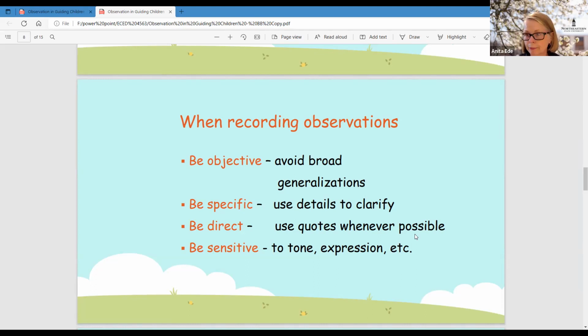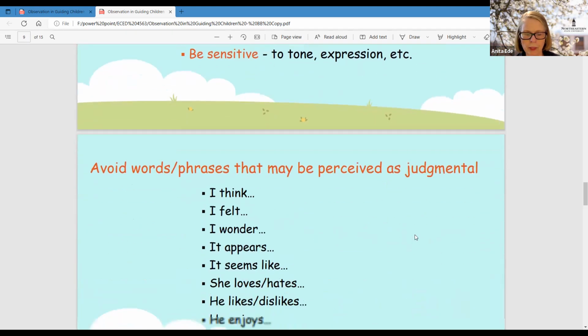Be direct. Use quotes whenever possible. Josh said, "I'm having a bad day." End quote. That's pretty clear. And be sensitive to tone and expression. Susie spoke in a whisper all day. Josh spoke loudly. Whatever it is, but be sensitive to it when you record.